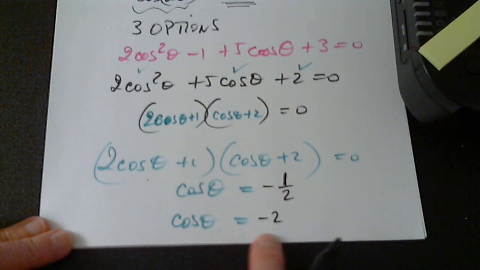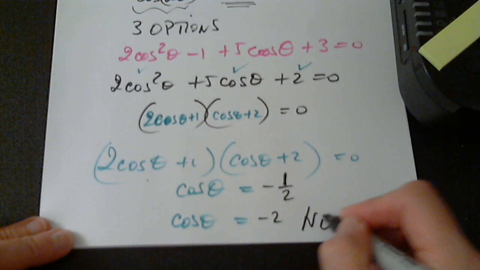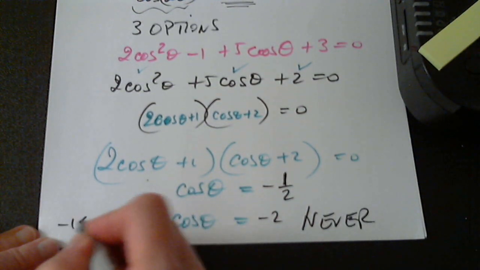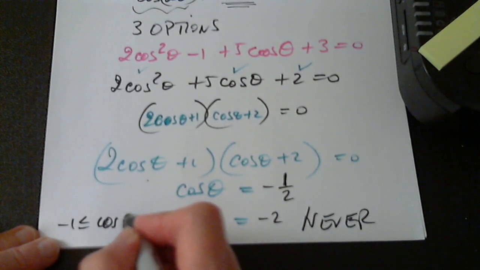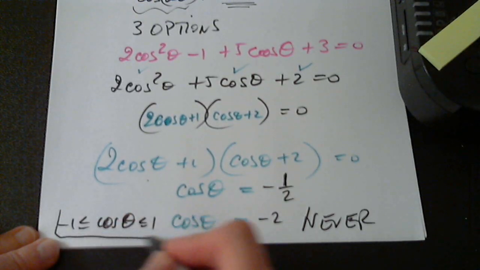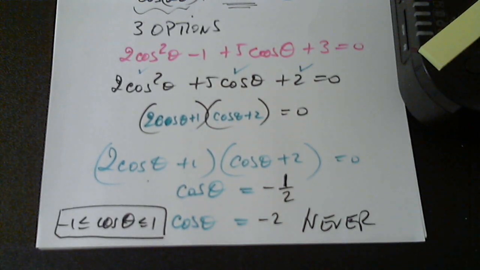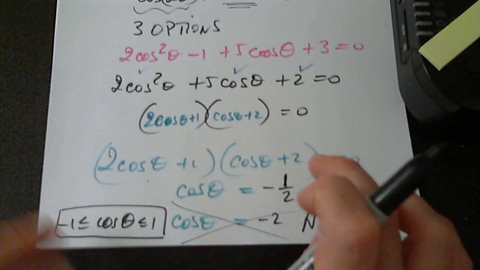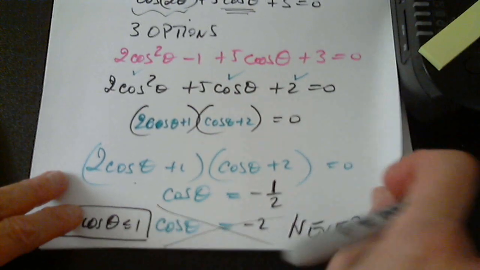Is this possible? No. Cosine is a bounded function. It cannot be less than -1, and it can never be more than 1. So this is not an option. So we only have cosine equals -1/2.